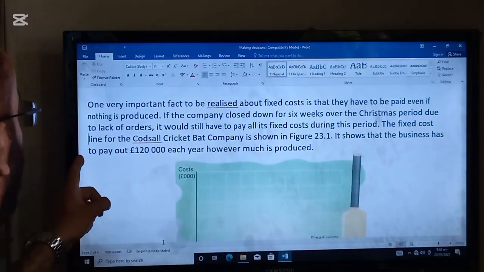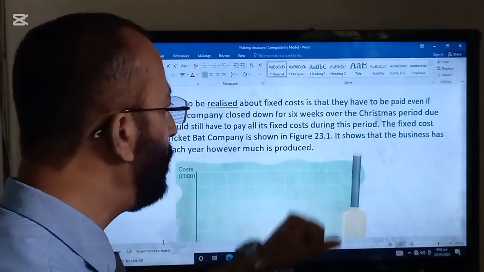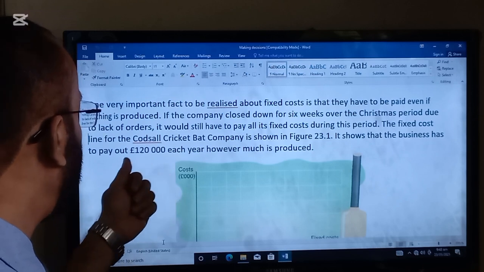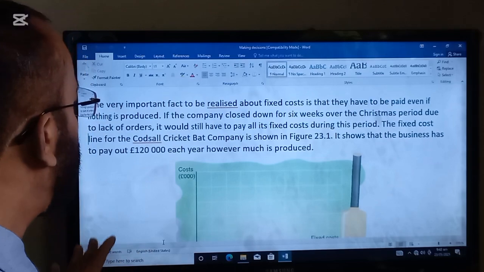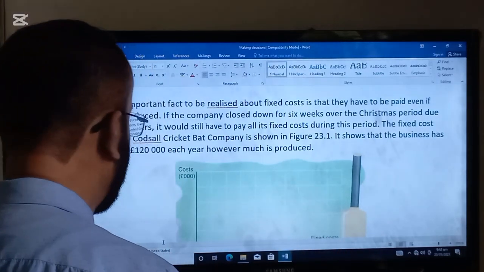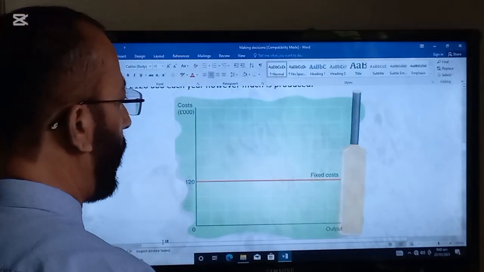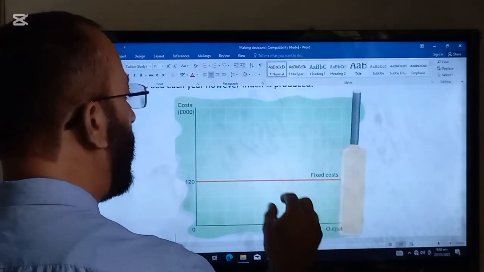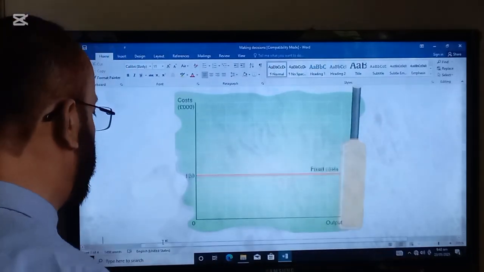The fixed cost line for the Cotsell Cricket Bat Company is shown in figure 23.1. It shows that the business has to pay £120,000 each year, however much is produced. It means the company's fixed charges are £120,000. So that's why this will be a horizontal line that will not vary with the production. They have to pay whatever the circumstances are. So that's why this is fixed cost.